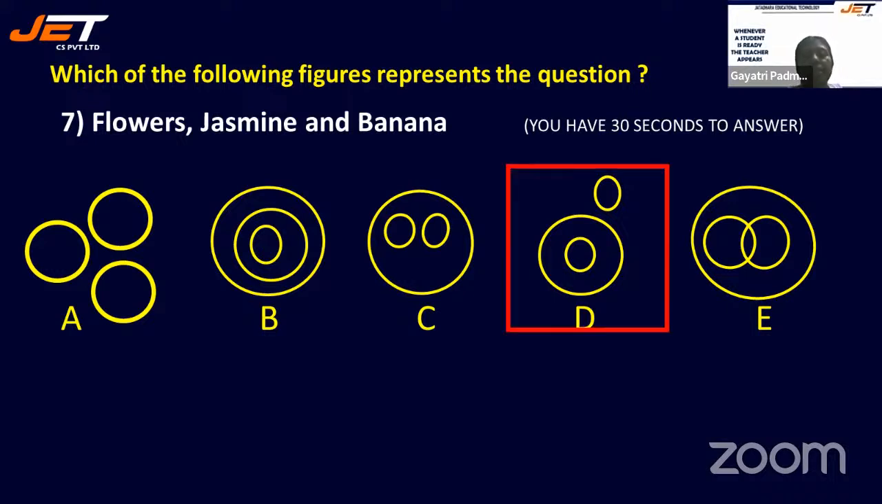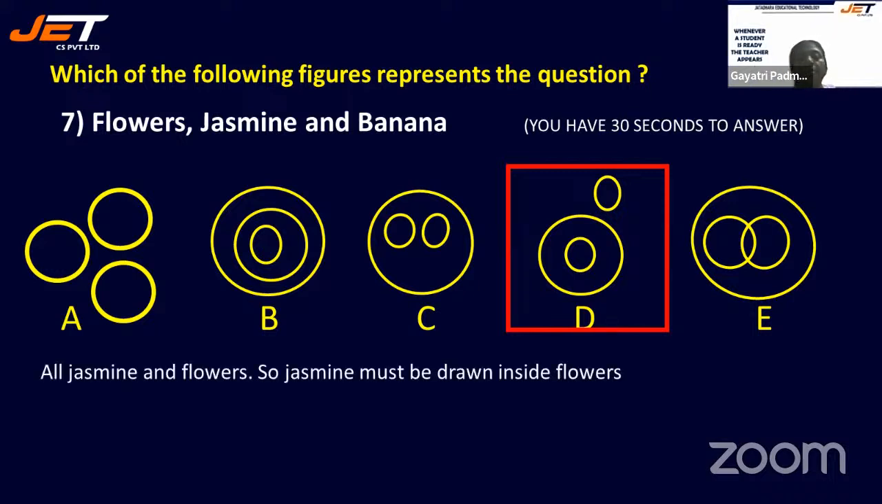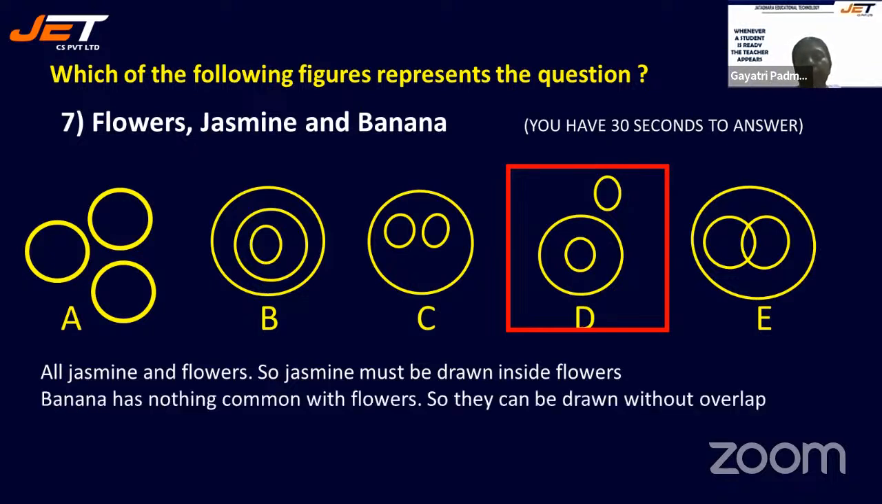Yes. Now let's see. Definitely your answer must be D. If you had opted for D, then your answer is right because all jasmine are flowers, right? So jasmine must be drawn inside flowers. So the big circle is supposed to be the flowers. And inside the flowers, you are placing jasmine, right? But banana has nothing common with flowers. So they are drawn without overlap. They are drawn outside the flowers.